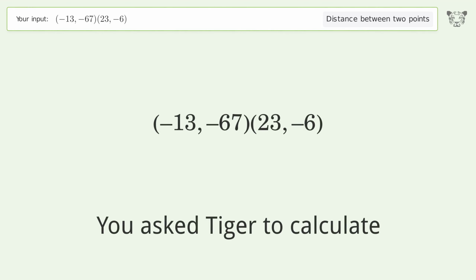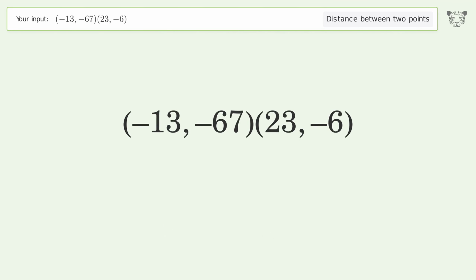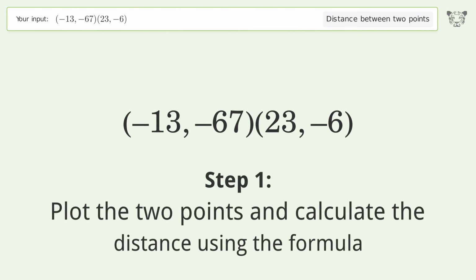You ask Tiger to calculate. This deals with the distance between 2 points. The distance between the 2 points is the square root of 5017, or 70.831. Let's solve it step by step. Plot the 2 points and calculate the distance using the formula.